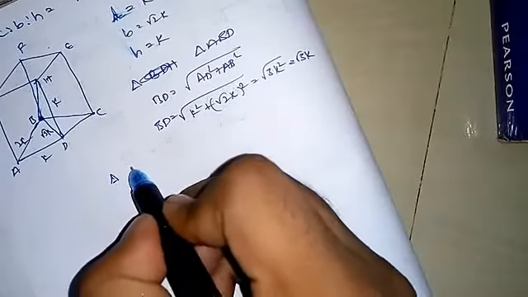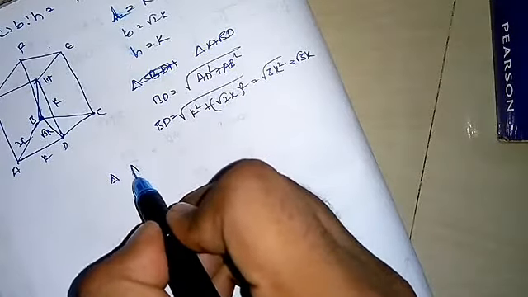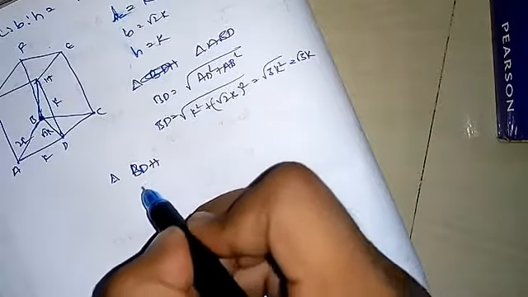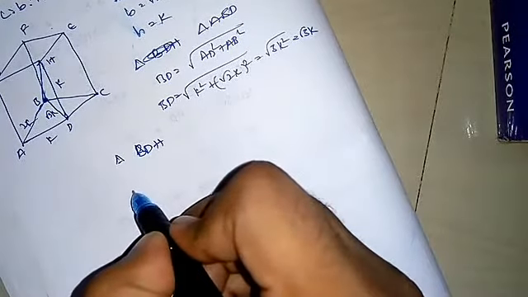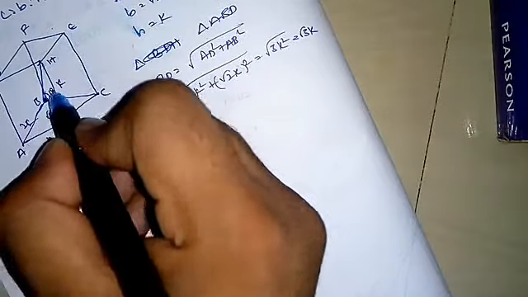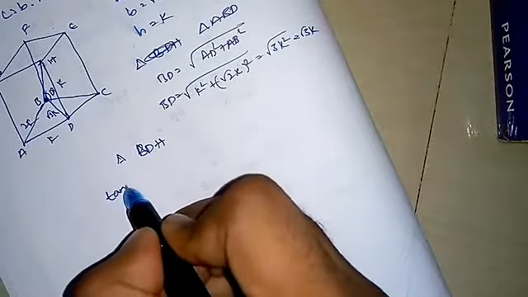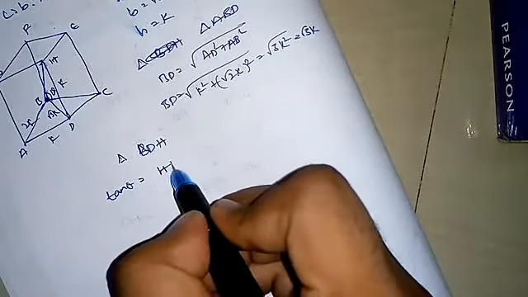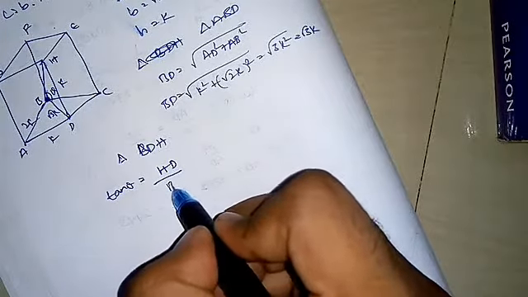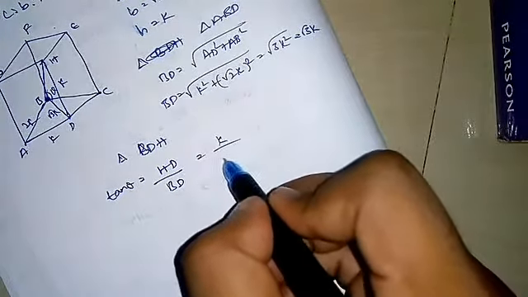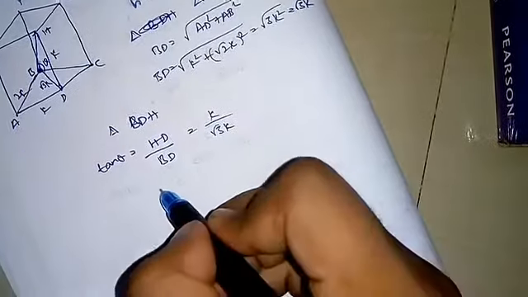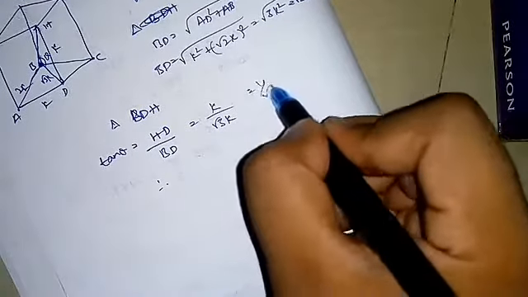Now in triangle BDH, let this be angle theta. Tan theta is equal to HD by BD, which is equal to K by root 3 K, which is equal to 1 by root 3.